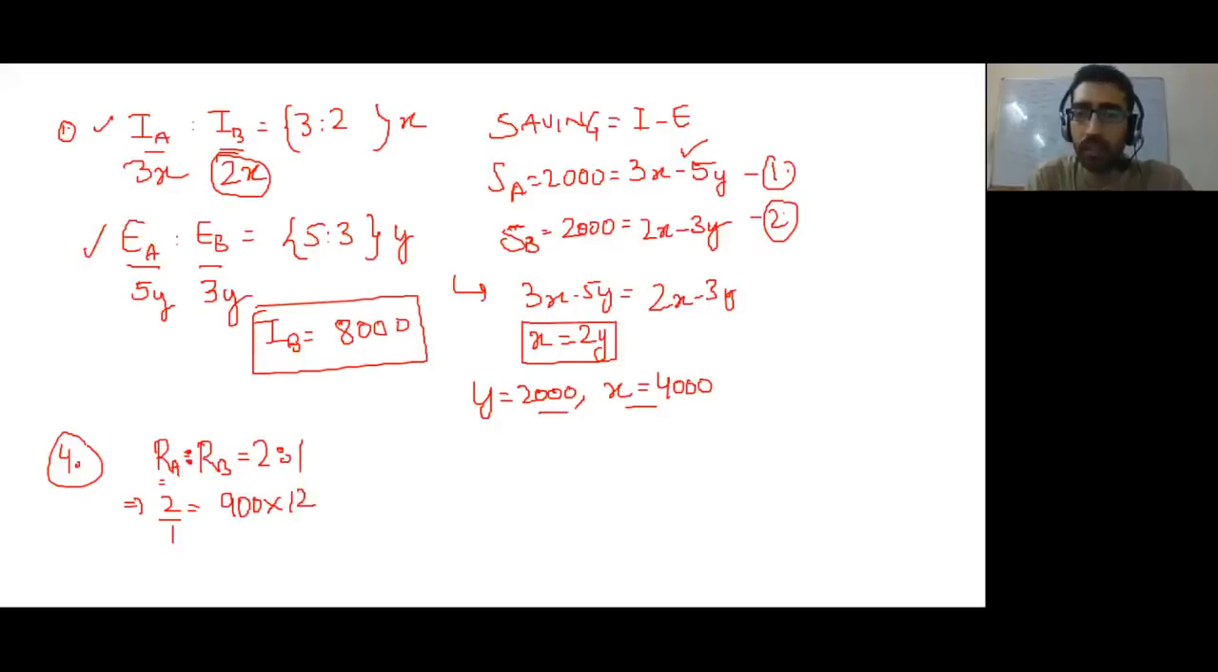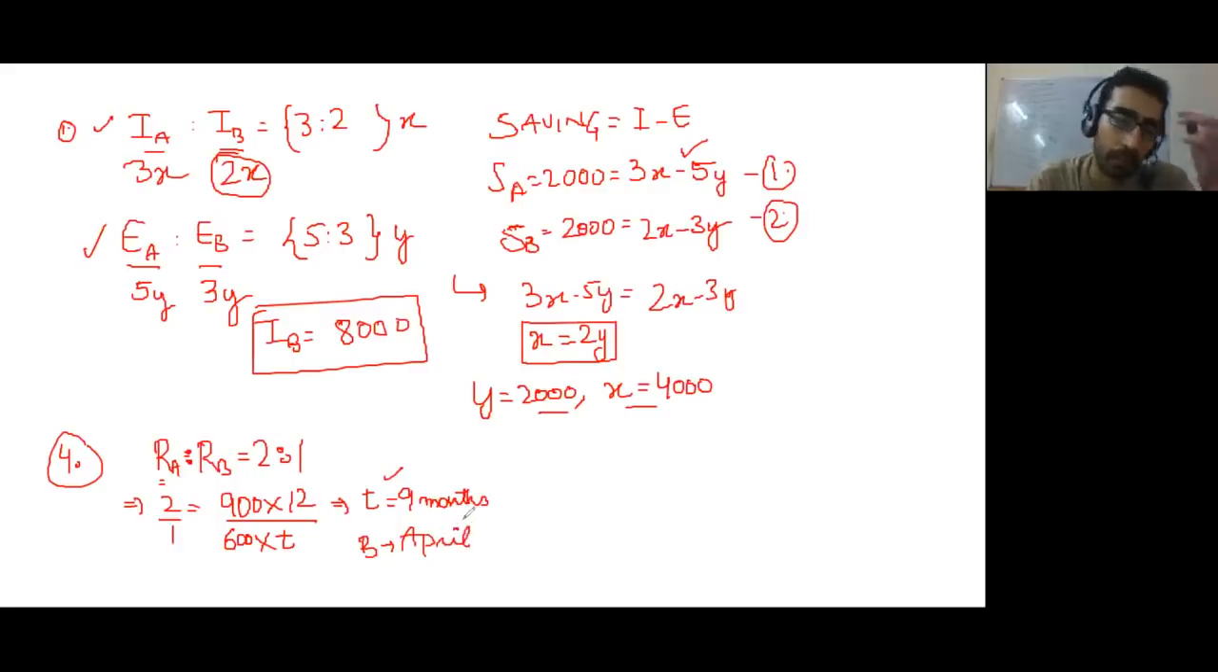If you read the question again, it says A began a business in January, and what is the profit at the end of December? So we have to assume here that A has invested 900 rupees for 12 months, while B has invested 600 rupees for some time T. T we don't know, but using this we can calculate. You can calculate this, very simple. T will come out to be 9 months. And if T is going to be 9 months, of course, B must have joined after 3 months. So January, February, March over, B must have joined in April. Beginning April.